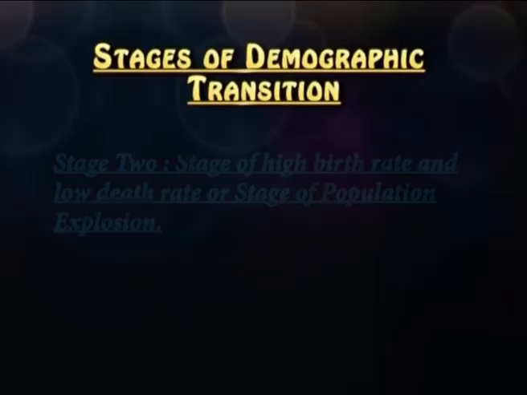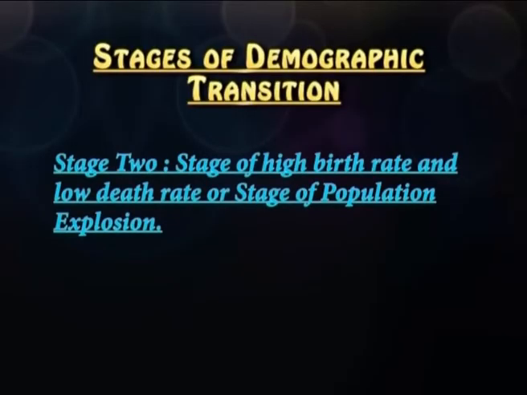Agrarian civilizations are characterized by stable or slowly growing populations with a crude birth rate greater than 45 per thousand and a crude death rate greater than 35 per thousand. High birth rates are balanced by high death rates. Stage 2, stage of high birth rate and low death rate, or stage of population explosion.